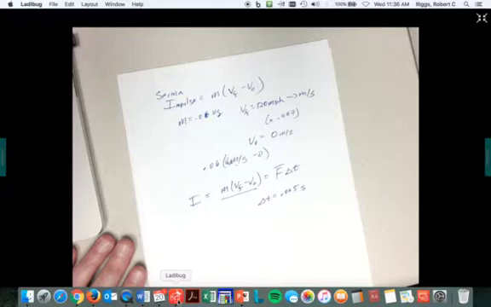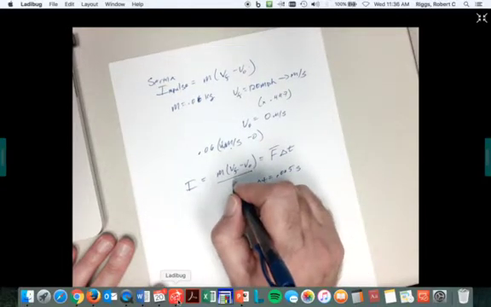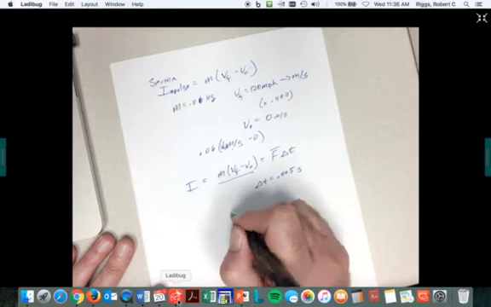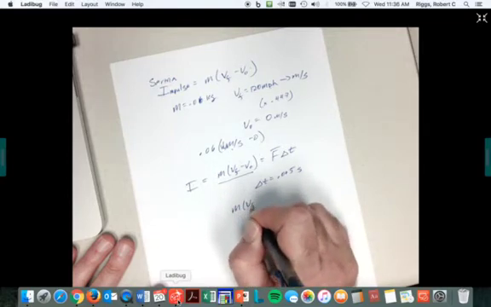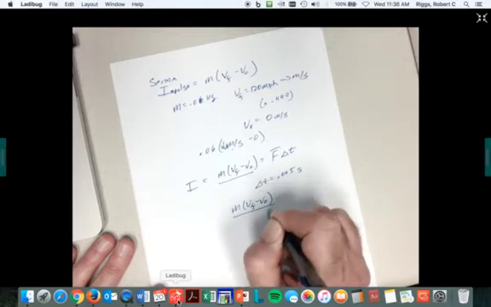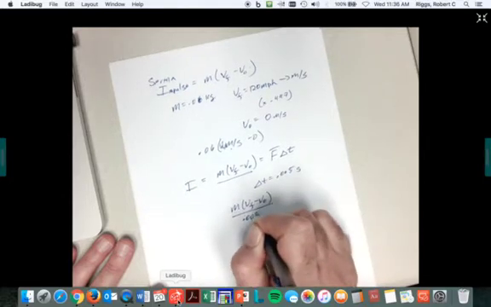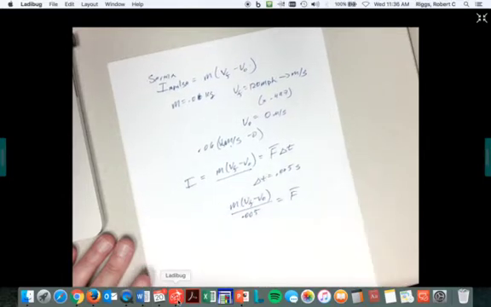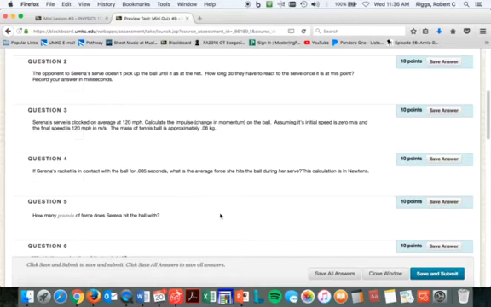All right. So you take the answer that you got before, and divide it by 0.005, and that'll give you the average force. It's huge. It'll be pretty darn big. Okay?